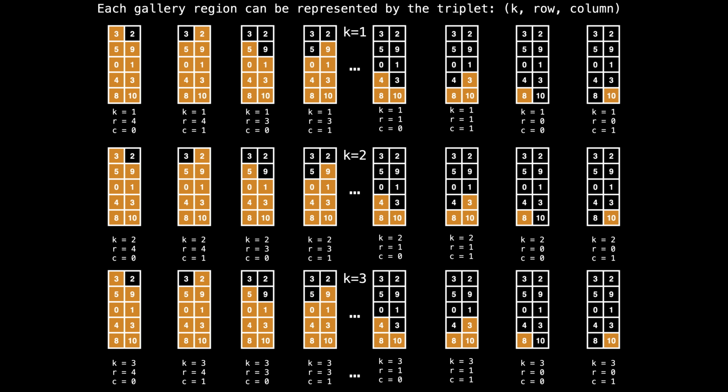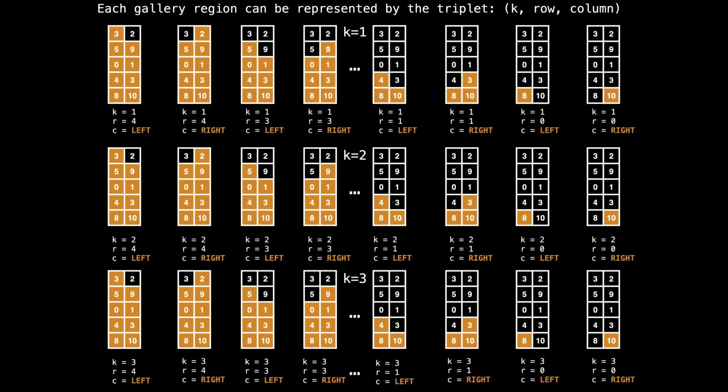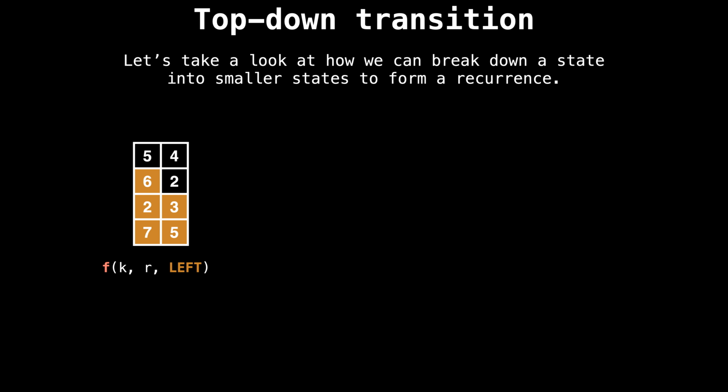Now that we understand how each state is represented, we can list out the triplet values for all the states. Notice that our column values for c are always either 0 or 1, since galleries can only have a width of 2. So to simplify things, I'm going to replace the values of 0 and 1 with the constants left and right, respectively. So the big question you've probably been wondering is, how do we transition between states? Because that's not obvious at all.